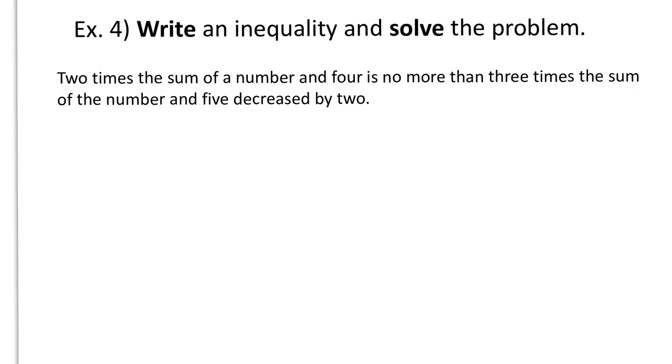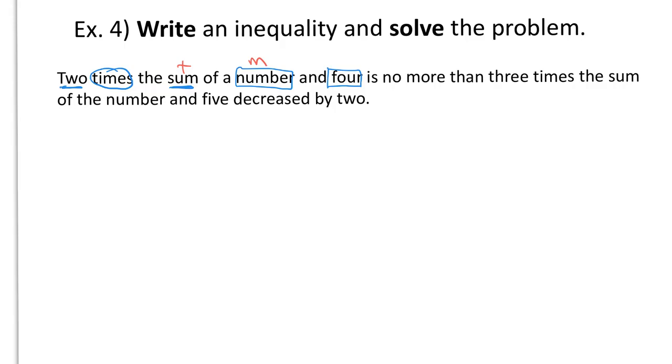So let's start from the beginning. It says here 2 times the sum of a number and 4. So let's stop right there for now and let's understand what that means. So I am multiplying 2 times the sum. So we know the sum, that's going to be addition. A number, for the number, I'm just going to use M for now. You can use any letter, but I'm going to use M and 4.